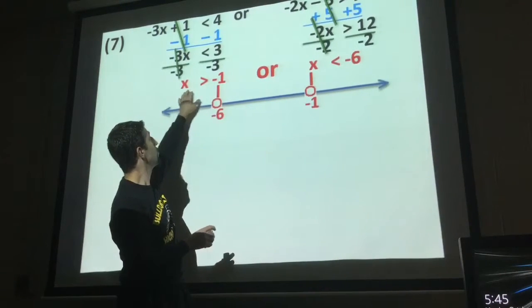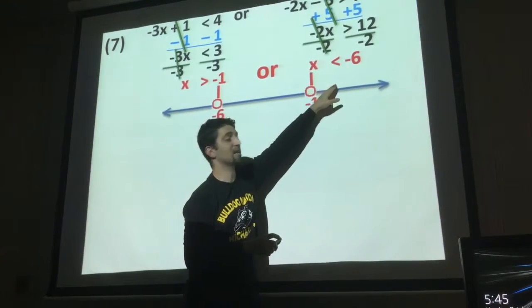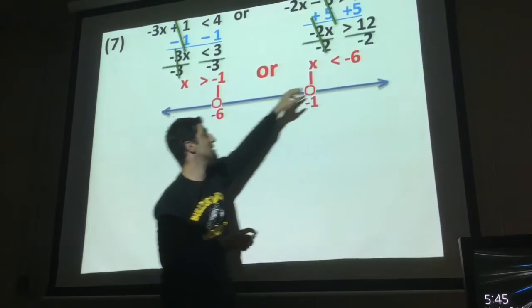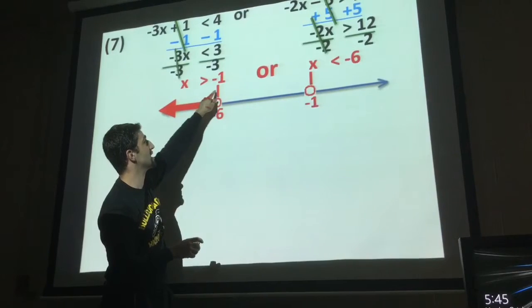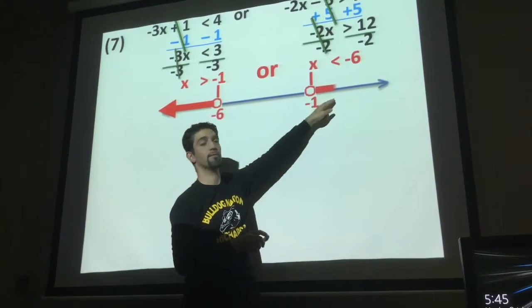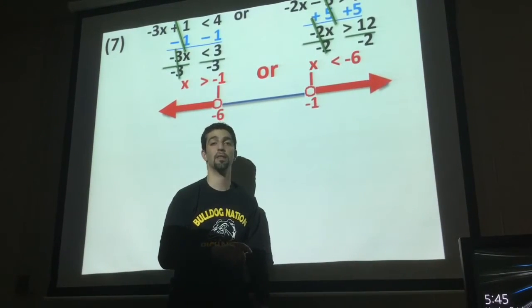Finally, over here we have x is less than negative 6, so negative 100 is less than negative 6, so that would go this way. Over here we have x is greater than negative 1, so that one would go that way. Okay. All right. So hopefully that helped you out.